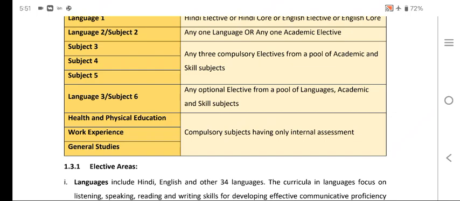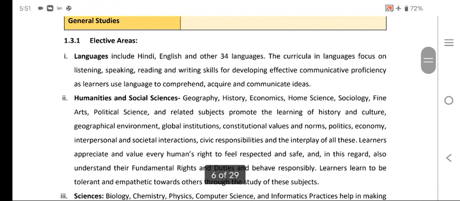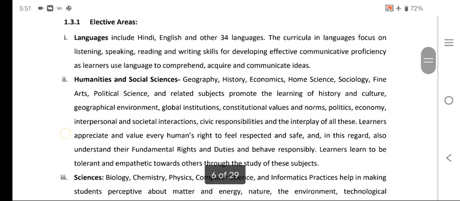So these are the changes, and now we are going to discuss the changes in the elective area. Language includes Hindi, English and 34 other languages. Humanities and social science: please remember there will be no kind of stream. We know about streams like the science stream, commerce stream or humanities. There is no stream at the senior secondary level for CBSE students. There will be no stream.